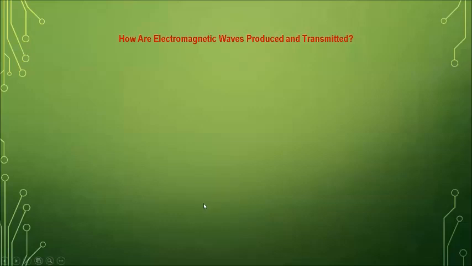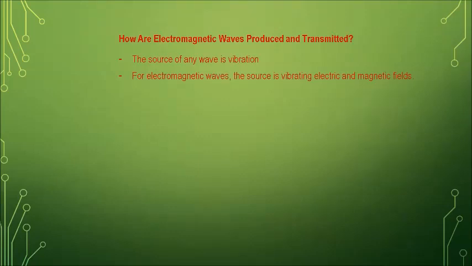How are electromagnetic waves produced and transmitted? Just like any other wave, whether mechanical or electromagnetic, in mechanical waves the source of energy starts with vibration of matter. So any wave starts with vibration. For electromagnetic waves, the source is vibrating electric and magnetic fields. To understand that better, let us recall or review the structure of the atom.